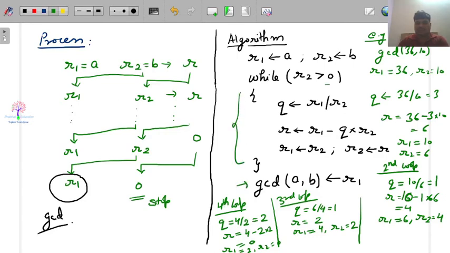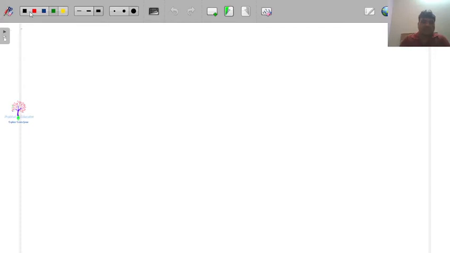So at last GCD of A and B is R1. At present R1 is here 2. So here we can write at the above, GCD of 16 comma 10 is equal to 2. So this is the algorithm. Now move on to more examples. Move on to the next example.